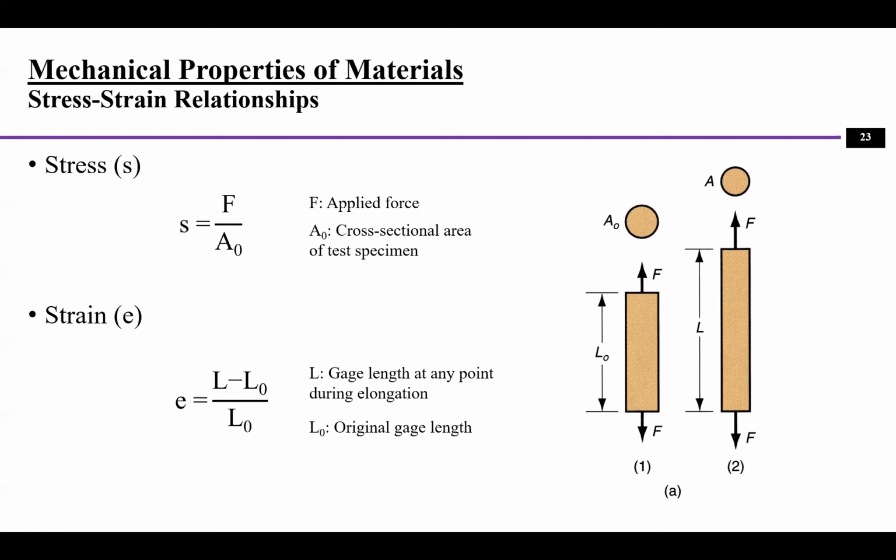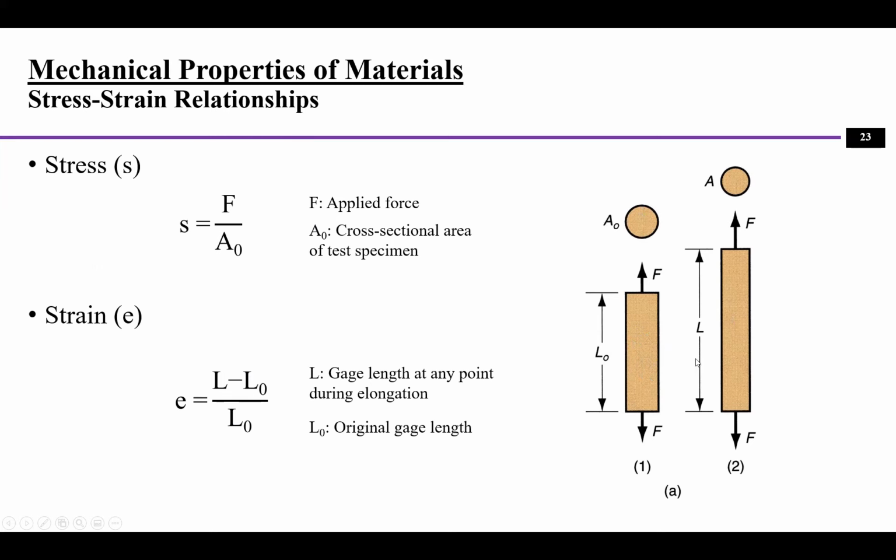And how to calculate the stress? We use the applied force divided by the cross-sectional area, right? So this is how we calculate the stress. You can see from this picture, we have this force, we have this cross-sectional area A, and then we use F divided by A0, and we get the stress. Well, how to calculate the strain? Strain is basically the rate of change compared to its original length.